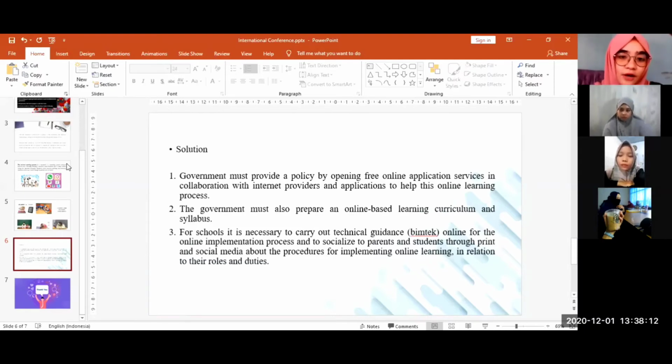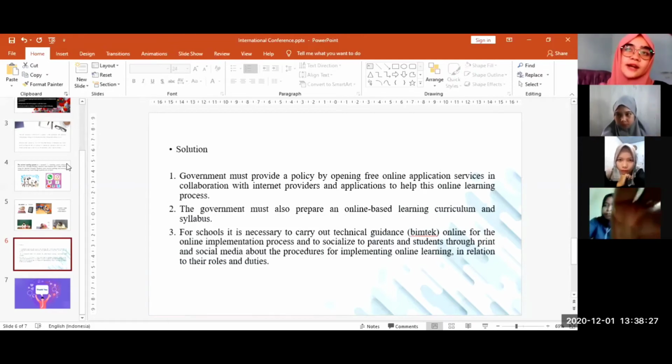And the second is the government must also prepare an online-based learning curriculum and syllabus. It will make it easier for the teacher to teach their students, because there are a curriculum and syllabus as their point of view.